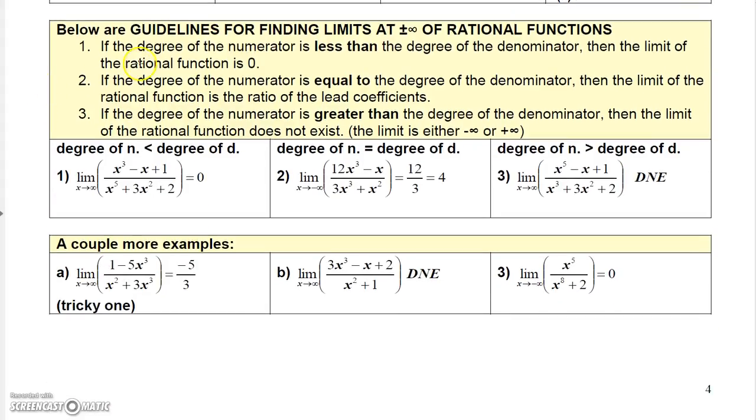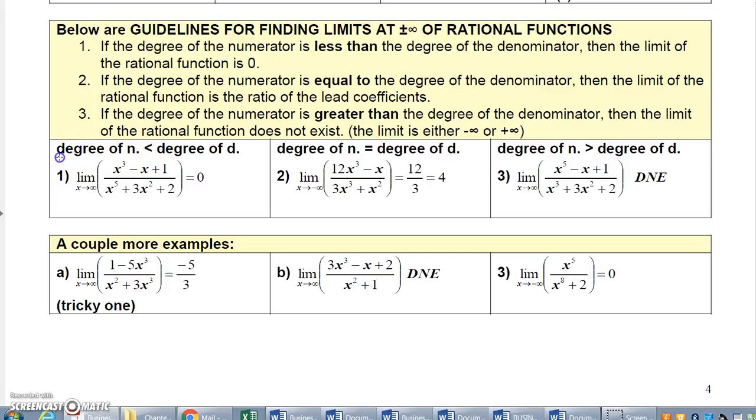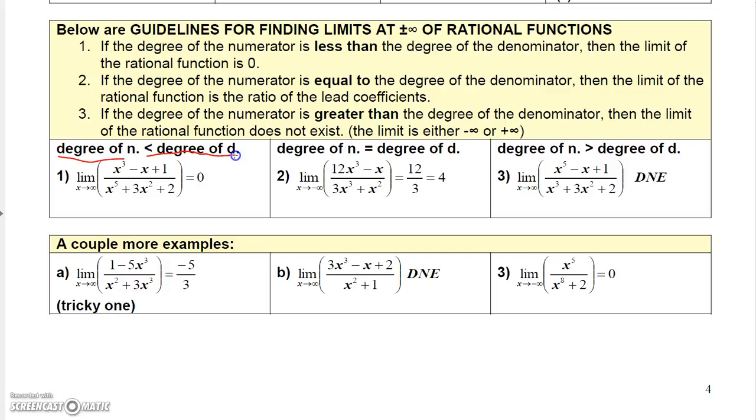Okay, so how do you find limits at plus or minus infinity? Well, it's pretty simple. You can freeze the video and read these 3 statements here, but I'll show you. If the degree of the numerator is less than the degree of the denominator, then the limit as x approaches infinity or negative infinity of a rational function is always going to be 0. Now, if the degree of the numerator is equal to the degree of the denominator, then the limit as x approaches infinity or negative infinity is just going to be the ratio of the lead coefficients. So here the degrees are the same, so you're going to get 12 over 3, which is 4.